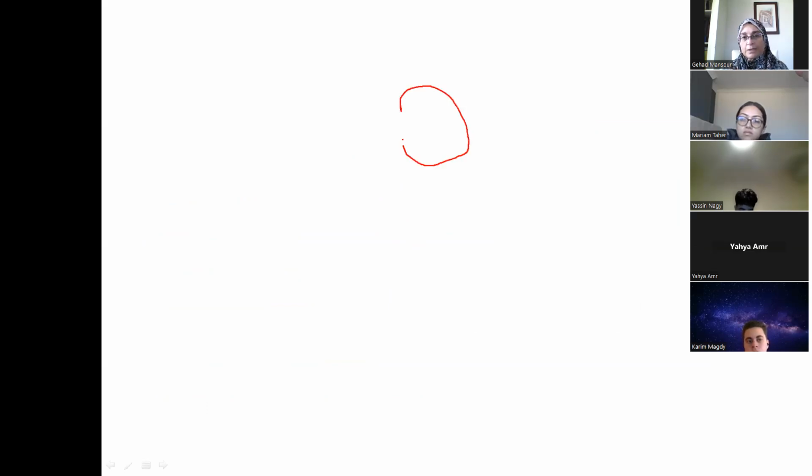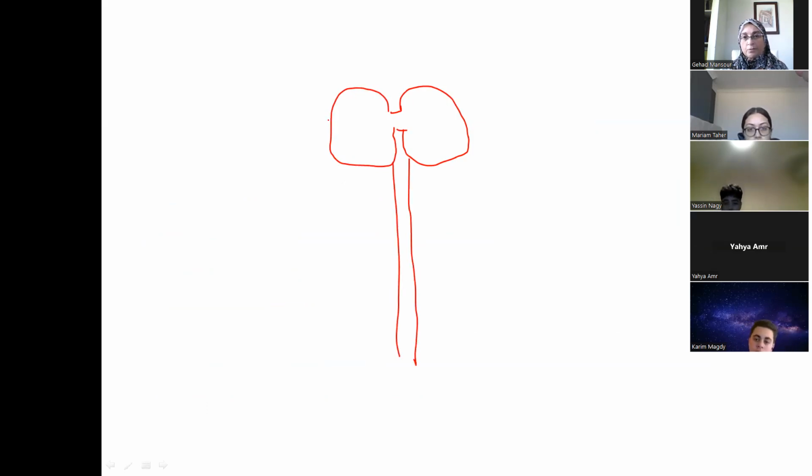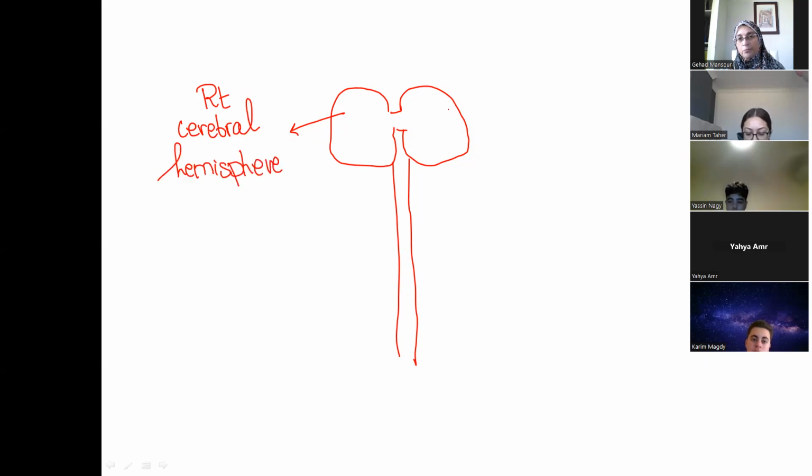طيب هنرسم كده a very simplified diagram of the central nervous system. يعني لو قلت مثلا إنه this is a section in the two cerebral hemispheres and this is the spinal cord، ودي ممكن تنفعنا later on إن شاء الله في nervous system. فده هيبقى the right cerebral hemisphere. And of course, the other one is the left cerebral hemisphere. And this is the spinal cord.